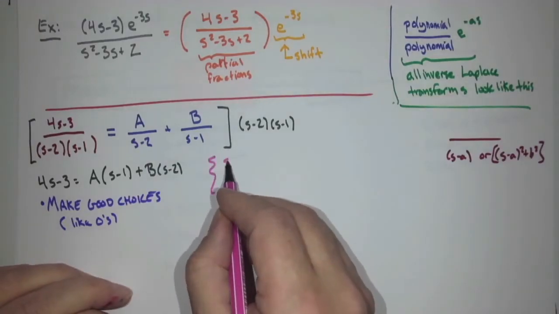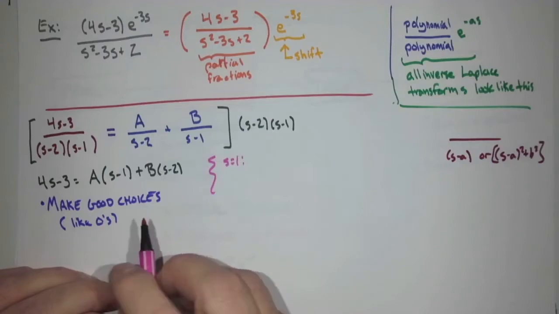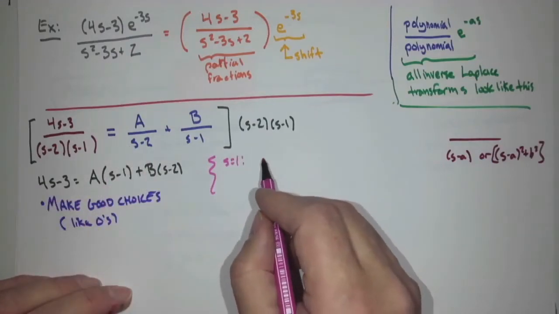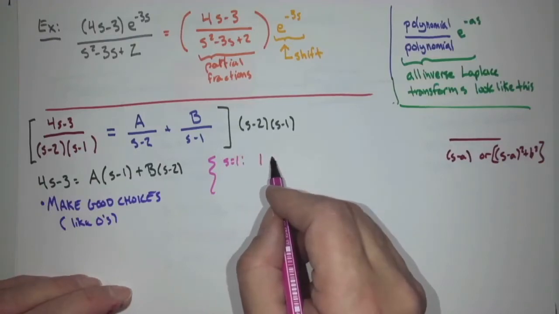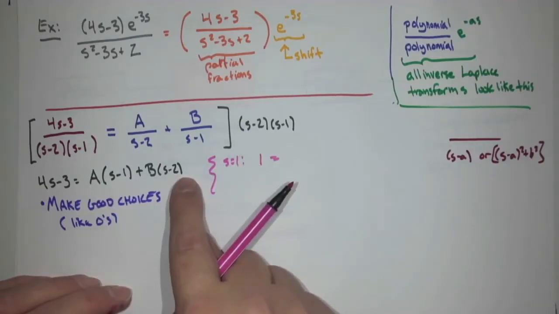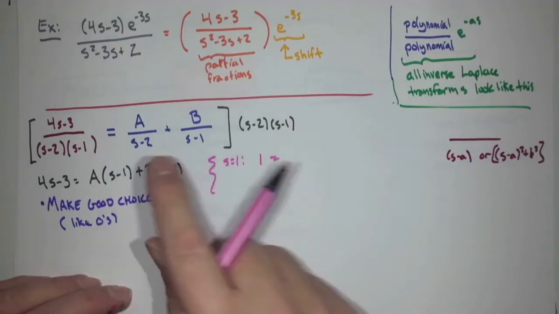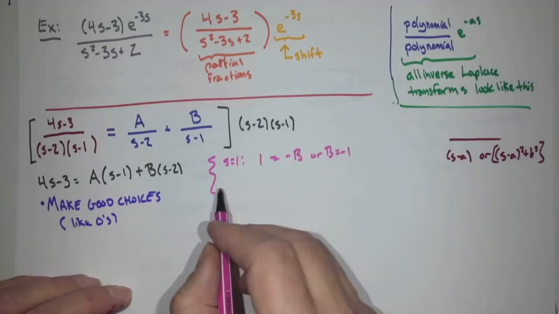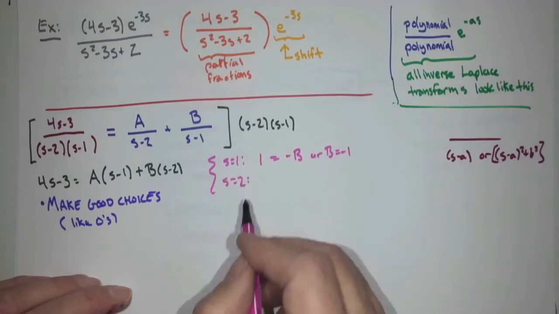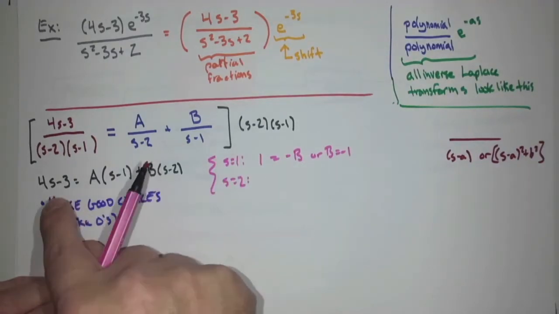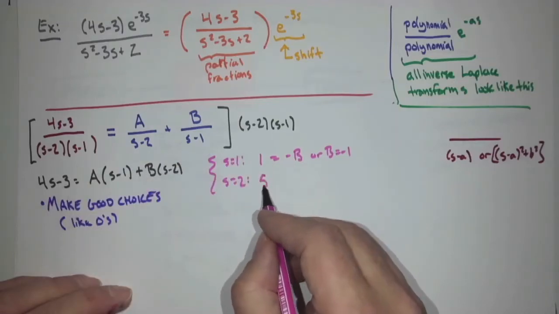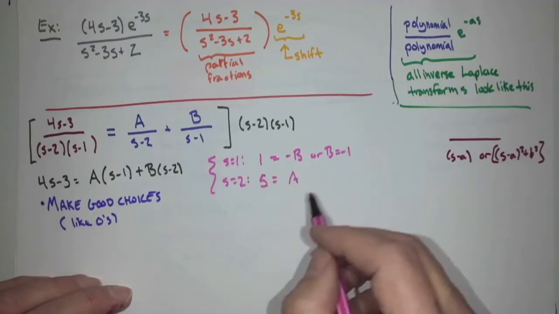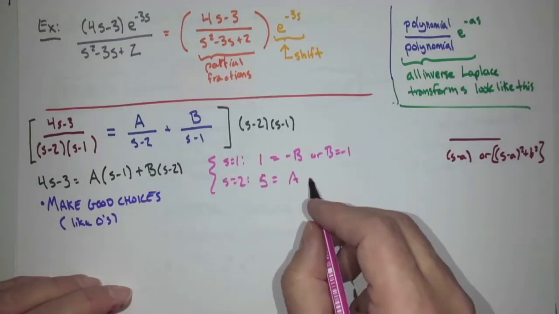1 and 2. So if you choose s equals 1, what does the left-hand side become? 1. What does the right-hand side become? Negative B, because the first term drops out. Okay, so B equals negative 1. If s equals 2, 8 minus 3 is 5, equals A, and the B drops out, so A equals 5.